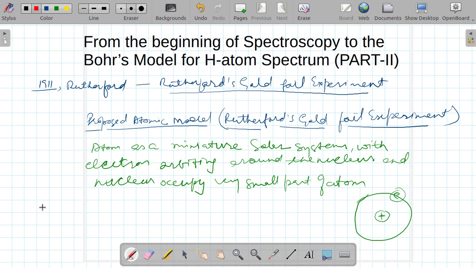And at the time of Rutherford, the neutron had not been discovered. So in his proposed model, he considered the nucleus consisting only of protons, because there was no idea of neutrons. So he proposed that the nucleus consists only of protons, according to Rutherford's model.